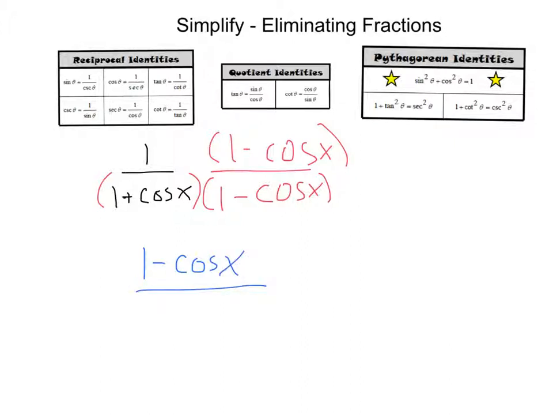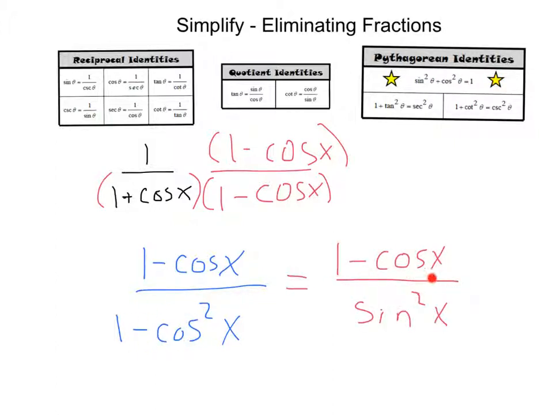All over, and if you distribute all of this out, you're going to end up with 1 minus cosine squared x. From here, we could take our 1 minus cosine squared x and use our Pythagorean identity, seeing that if I subtract cosine squared x from both sides, I'll get sine squared x equals 1 minus cosine squared x, and I'll replace that here. That leaves me with 1 minus cosine x over sine squared x.